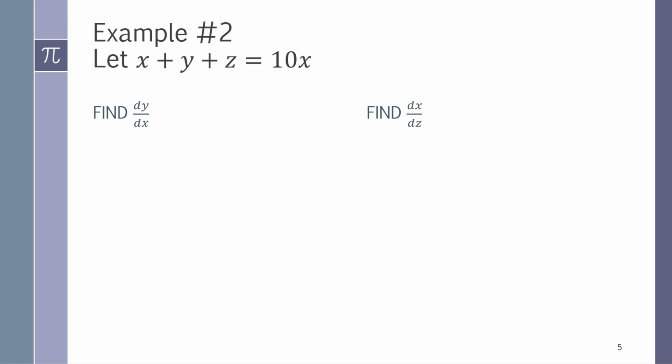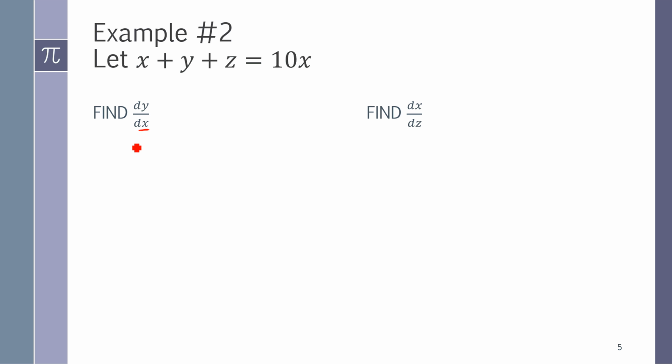Slightly more challenging examples. What if I have multiple variables? More than just x and y. So here I have x plus y plus z equals 10x. It makes kind of a saddle shape if you're trying to graph this. If I wanted to find dy/dx, again, what I'm noting is that x is the independent variable, so that means anything not x needs the chain rule because it's a function of x. So that's true for y, but that's also true for z because z is not an x.